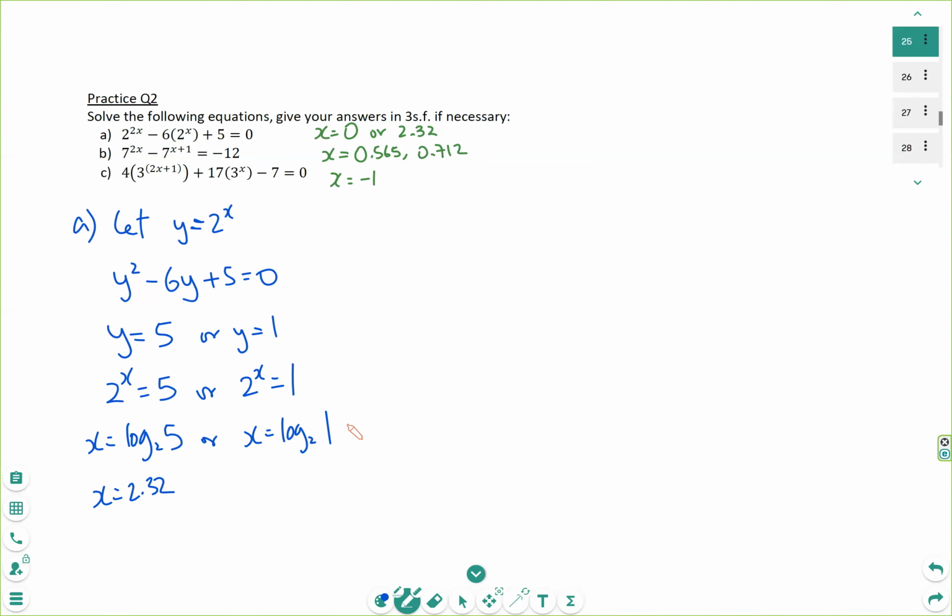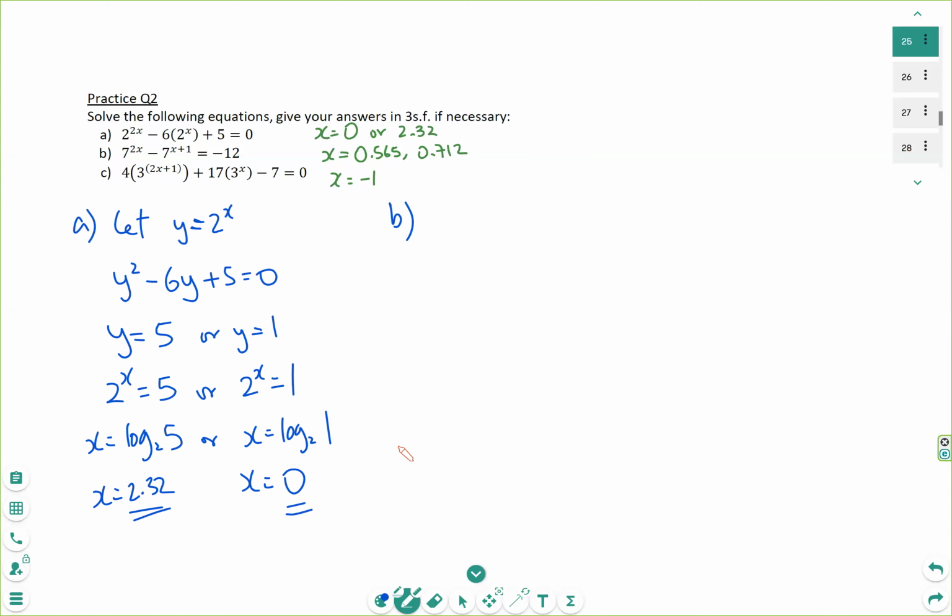Log 1. So log of 1 to any base is always 0. That's 0. Why? Because 2 to the power of 0 is 1. Anything to the power of 0 is 1. Hence the answers. Okay, question B.